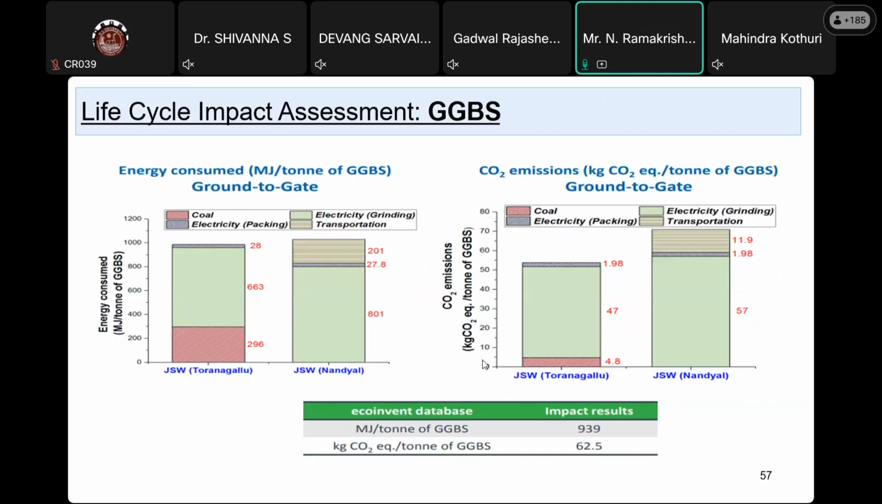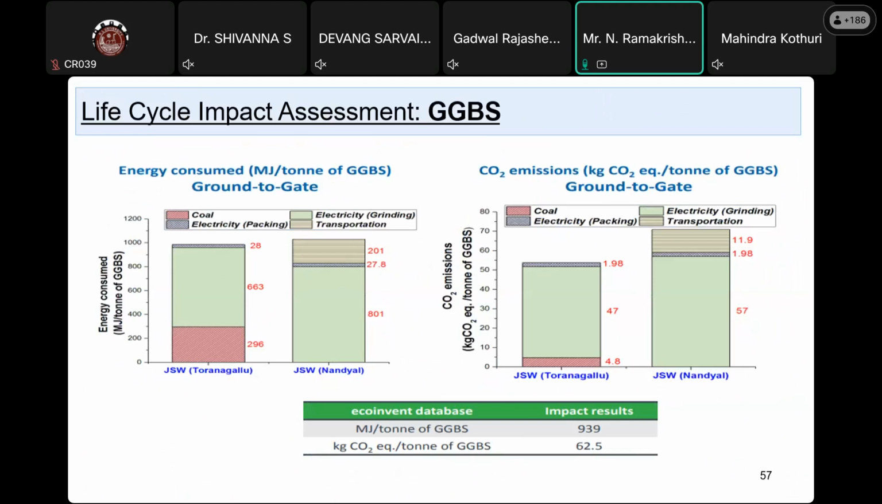So you can see here the values. The energy is 93.939. You can see they show these bar charts, and even for the CO2 emissions also they are shown, the two different values. Both of them will hold good for the ground to gate. So it's exclusively for the GGBS at JSW.